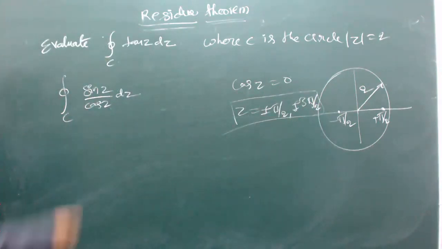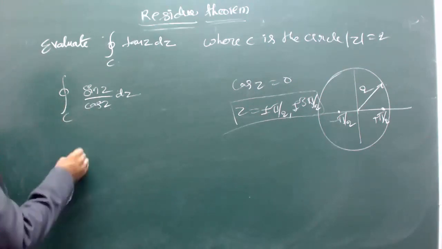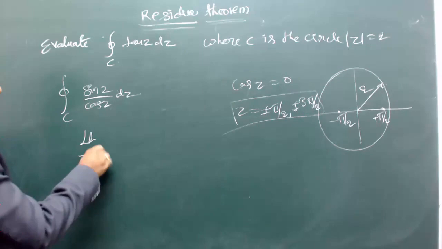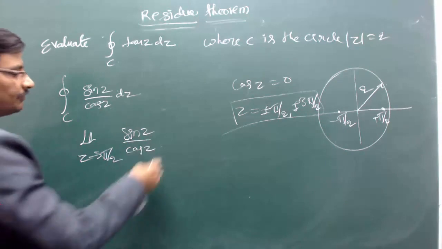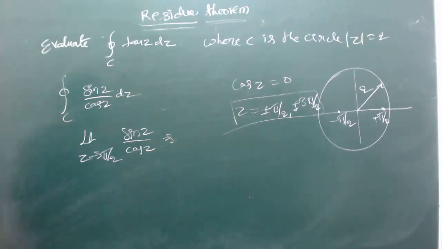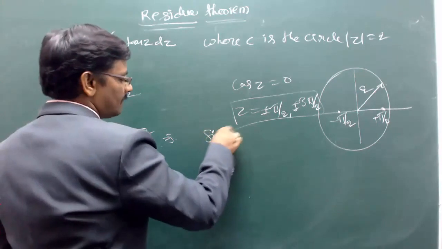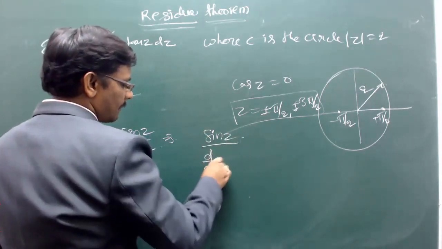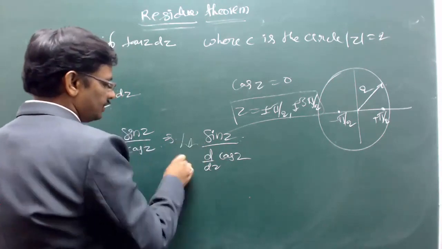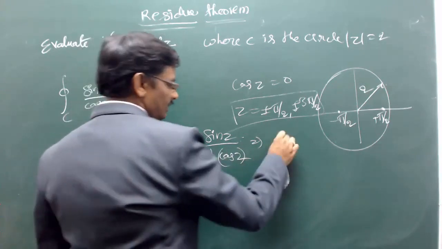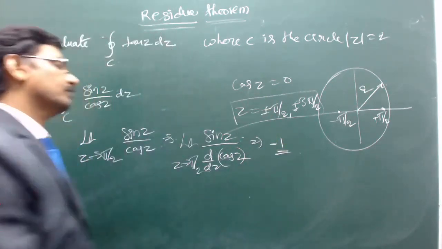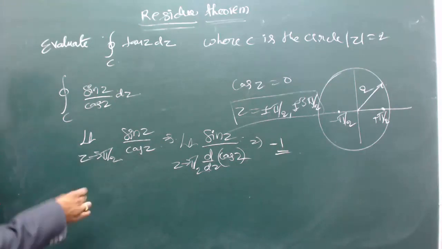Now, here if this is the case, then sin z by cos z, limit z tends to pi by 2. So here I have explained earlier how we will be finding out the residue values. Now here it is not 0 by 0 format, but denominator is coming out to be 0. In such case, sin z divided by derivative of cos z, limit z tends to pi by 2, where one pole is there. Now derivative of cos z is minus sin z. So sin z will cancel out and this will be minus 1.